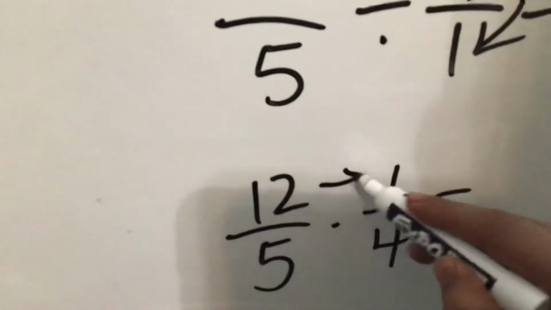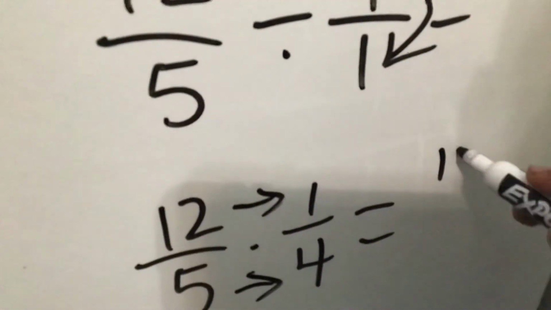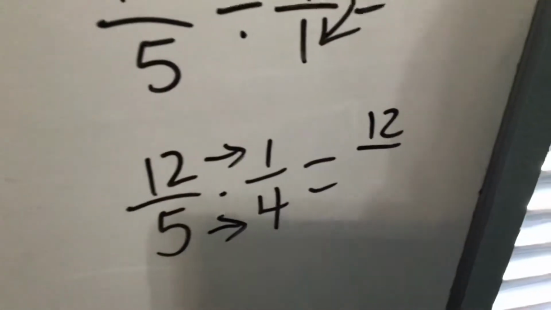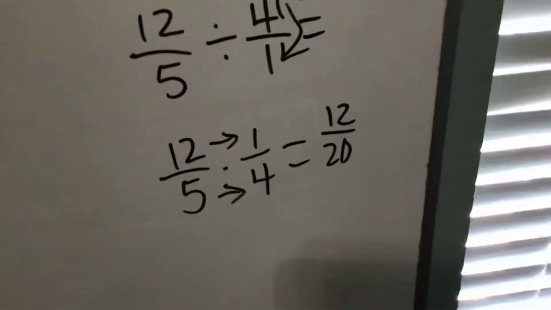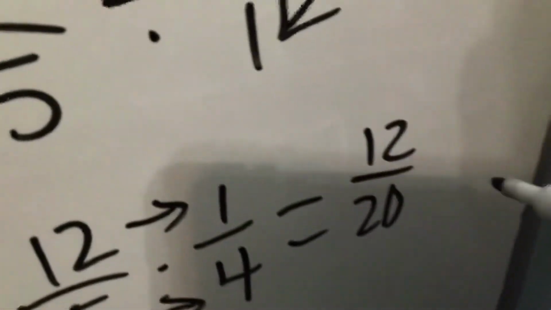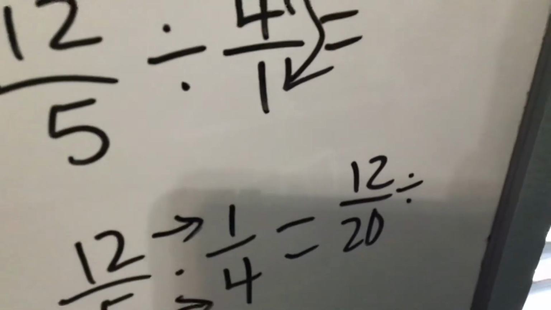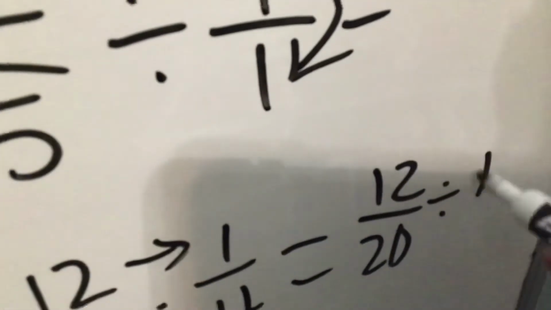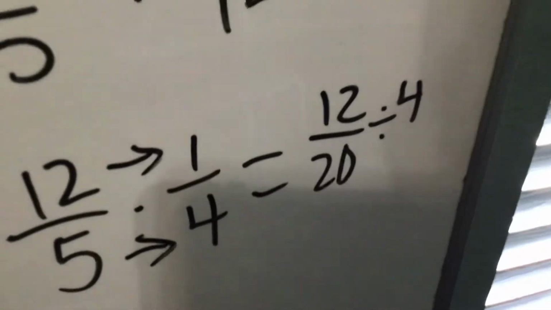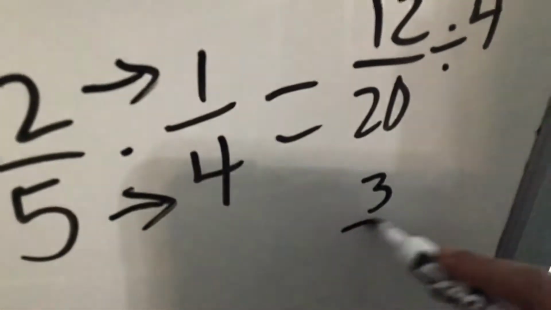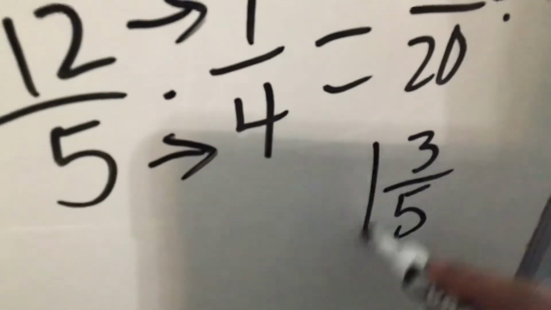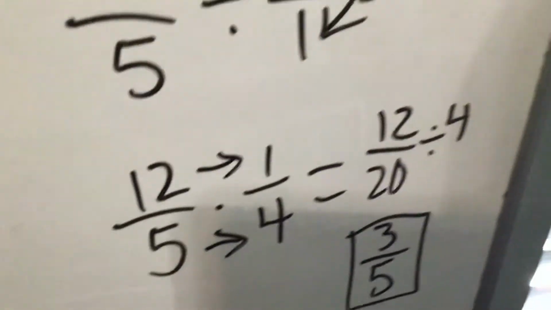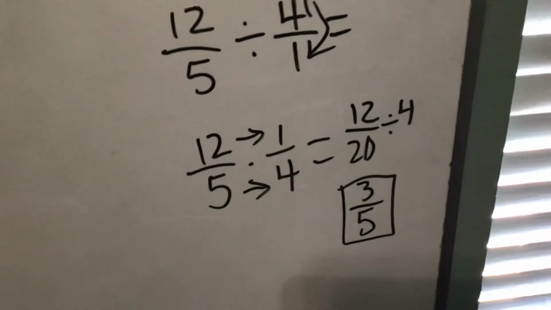So numerator with numerator, denominator with denominator. So 12 times 1 is 12. 5 times 4 will give me 20. That's a proper fraction, but we can actually simplify it. And 2, it's a good number, but 4, it's an even better number. So bigger number, less steps. 4 goes into 12 3 times. 4 goes into 20 5 times. So there you have it, 3/5.